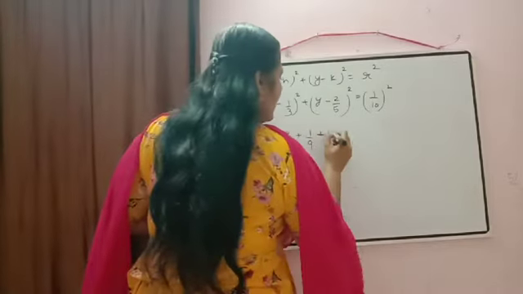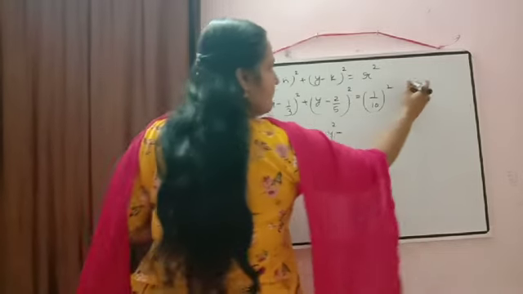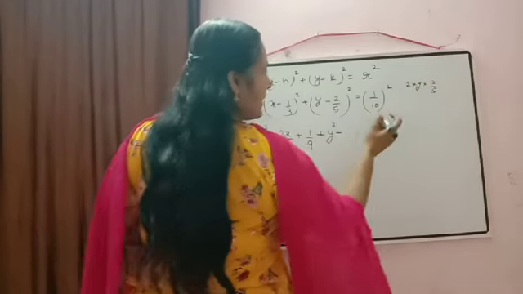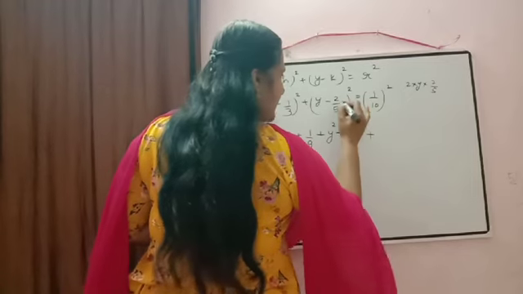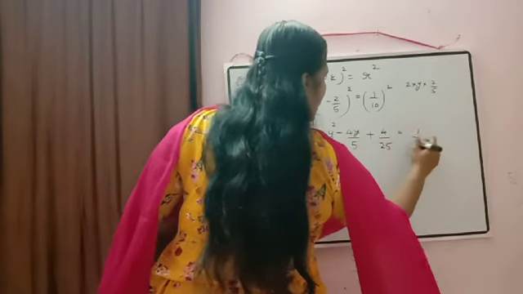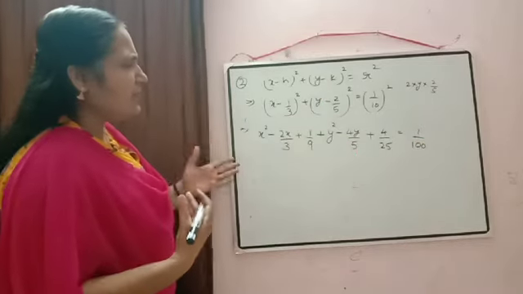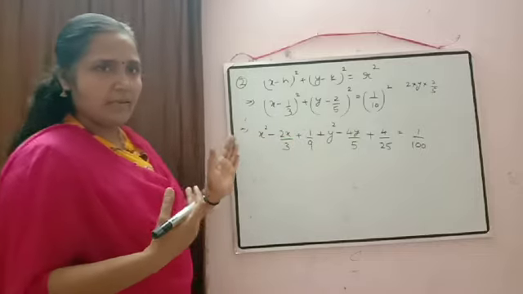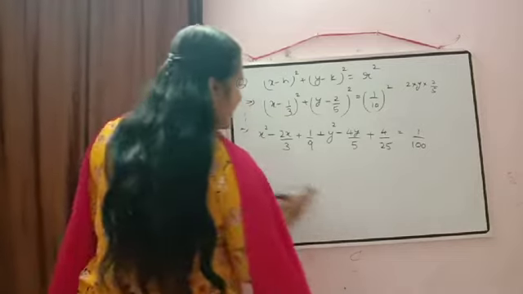Then plus here y square minus 2 into y into 2 by 5. It will come in this way: 2 into y into 2 by 5. So that will be equal to 4y by 5 plus 4 by 25 is equal to 1 by 100. Now, if you think that if you multiply it by any other number, your calculation will be wrong, then better you don't do it.